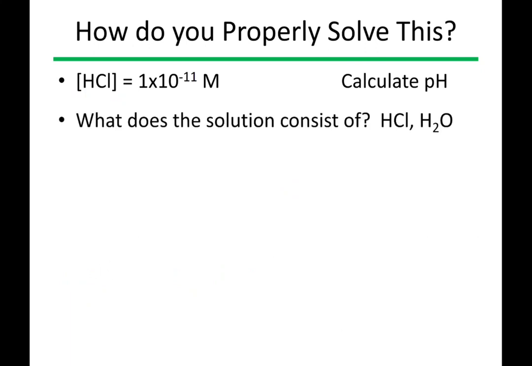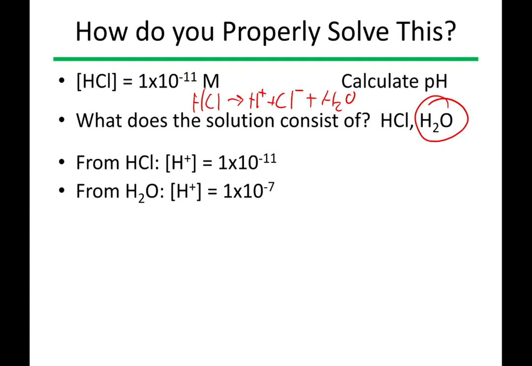Okay, so if we list the major species in this solution, we have HCl, which is going to dissolve to H+ and Cl-, but we also have water here because this is an aqueous solution. And remember that water, while it's a really low concentration and we usually ignore it, does naturally have some H+ ions. So generally speaking, if the concentration of the strong acid or strong base that you're dissolving is close to 10 to the minus 7th, so something like 10 to the minus 7th, 10 to the minus 8th, or anything smaller than that, you can't ignore the concentration in water.